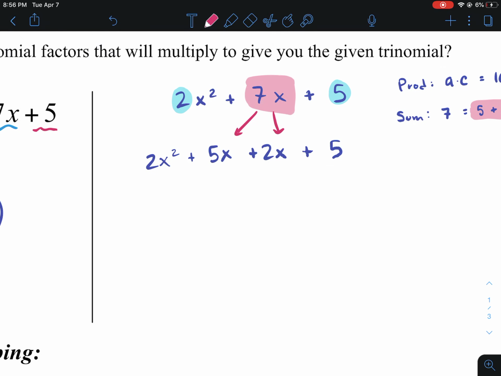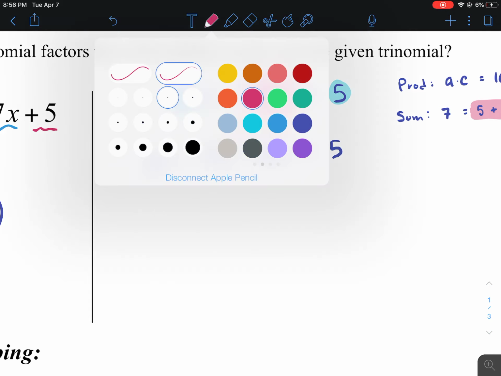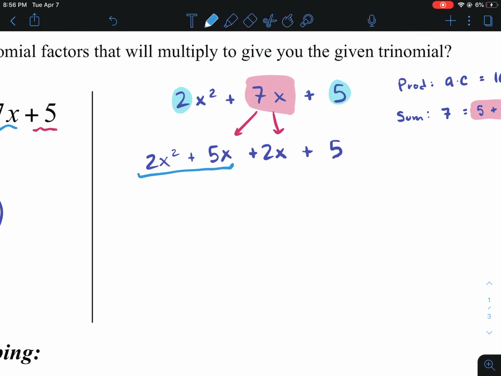Now we have 4 terms, and we did this when we factored GCFs. When we didn't have a common factor between all 4 terms, we can then look for common factors between pairs of terms. So let's look at these first two. 2x squared and 5x have a GCF of x.